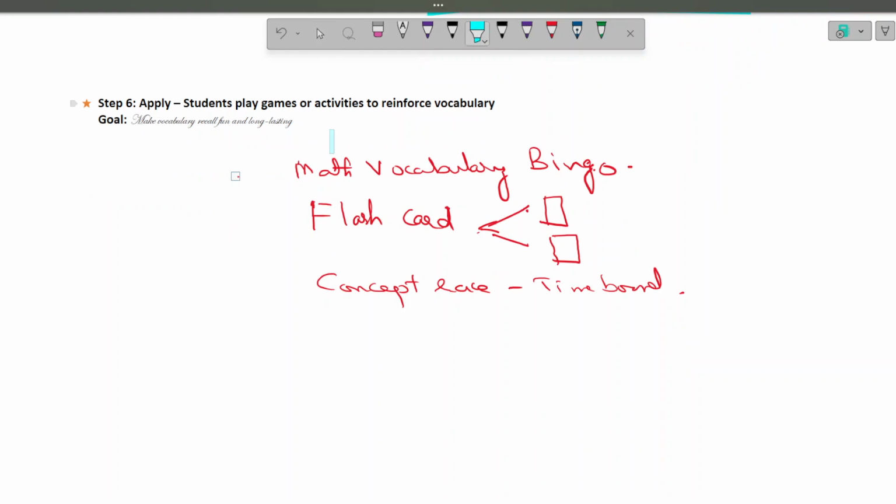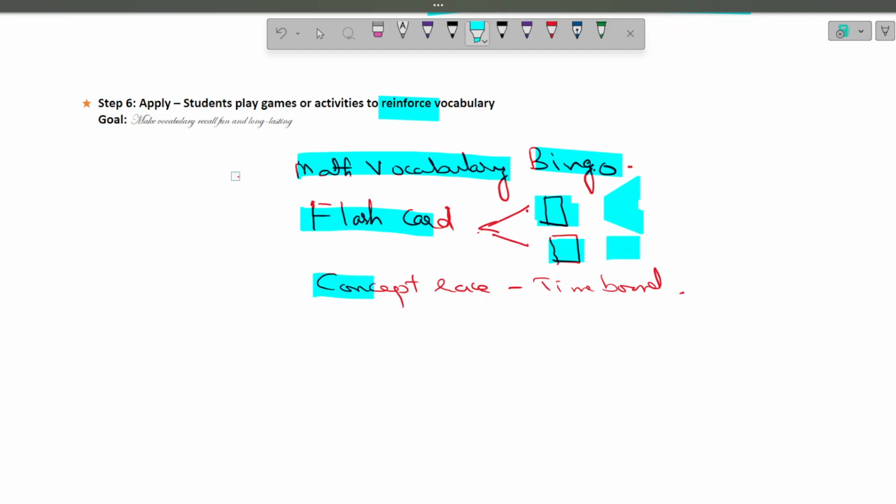Students play games or activities to reinforce the vocabulary. That we have to provide. Math vocabulary bingo they can play, or you can make flash cards. On one flash card, you draw the diagram, and on the back side they have to solve the problem. Or write the problem on the flash card and on the back they solve it. Or ask them to explain the concept with a time bound of 1 minute. Who is going to complete in 1 minute? Give the definition and ask them to explain this concept, explain what is limit, explain what is continuity, all that.